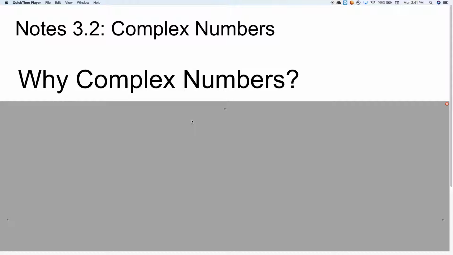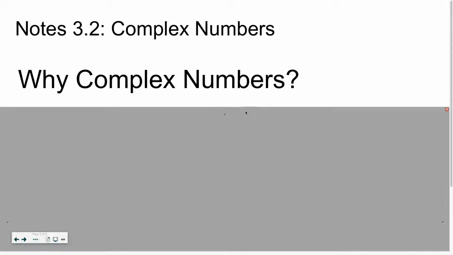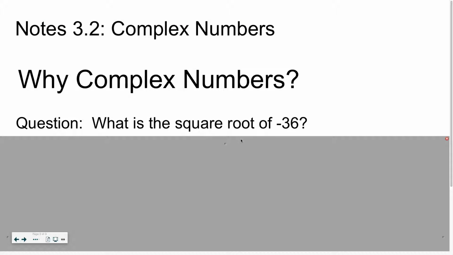More to come later. So notes 3.2 is all about complex numbers, and I'm going to ask the question, why do we even have complex numbers? What's the point? So here's my question to you. What is the square root of negative 36? Nothing. Okay, we've kind of mentioned this a few times.